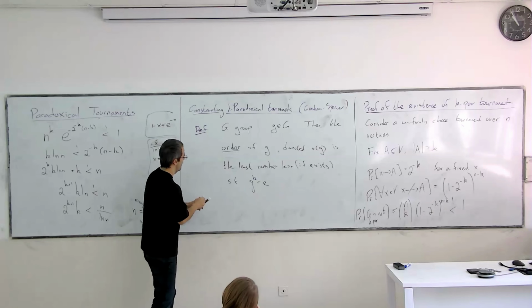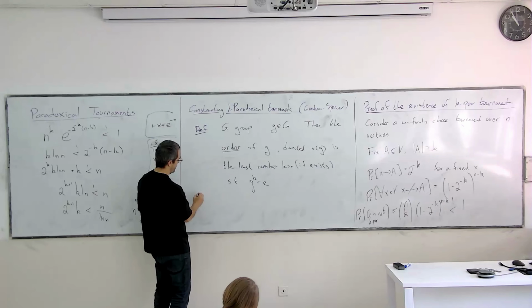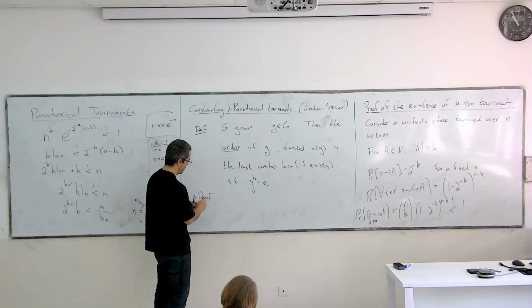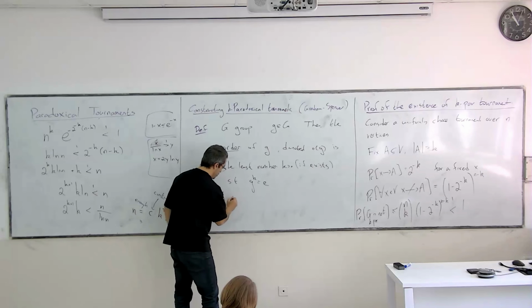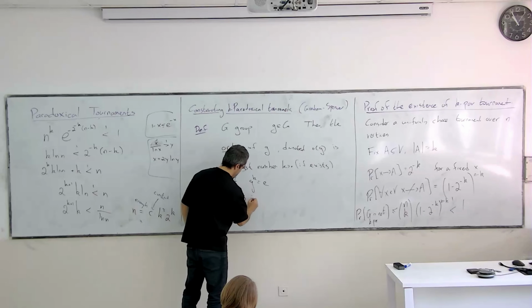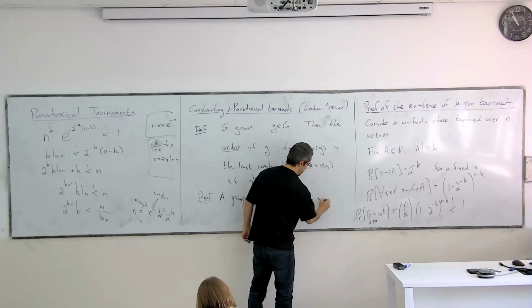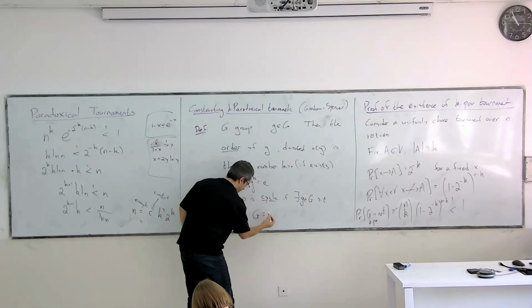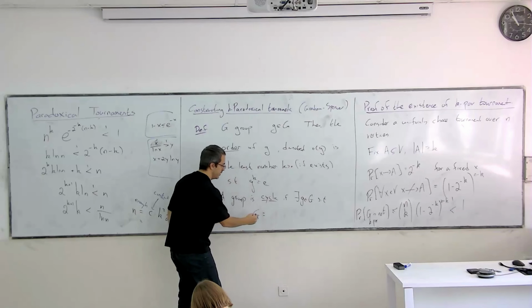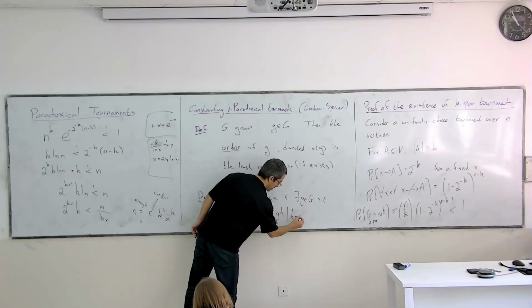The second definition is a cyclic group. A group is cyclic if there exists some element g such that the entire group as a set is the same set as g to the k, where k goes over all the integers.